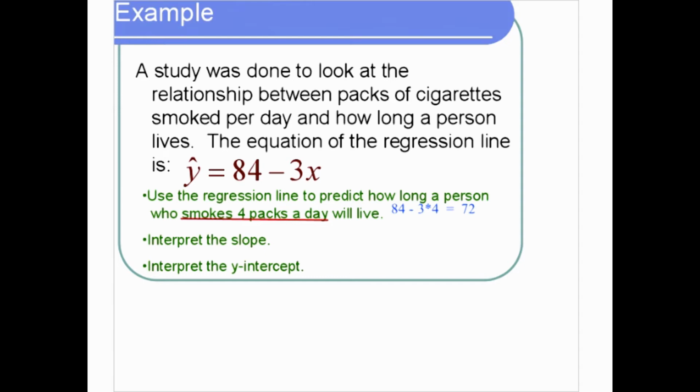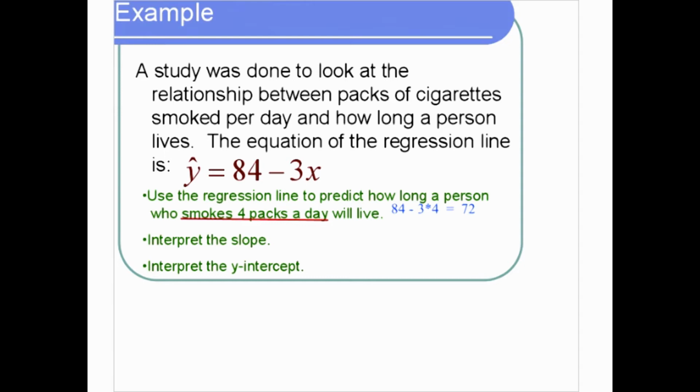Now does that mean that if you smoke 4 packs a day, you're going to live to 72 years old? Definitely not. There's people who live to 100, there's people who die at 30. What it tells you is that our best prediction for how long a person will live is 72 years old. So prediction is very different from definitive knowledge. Any questions on the difference between the two?